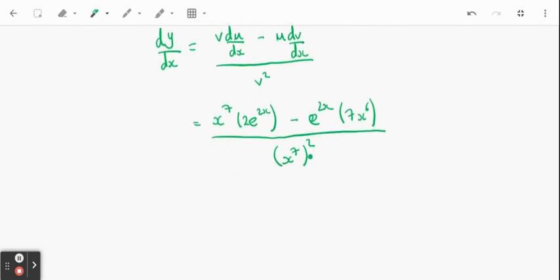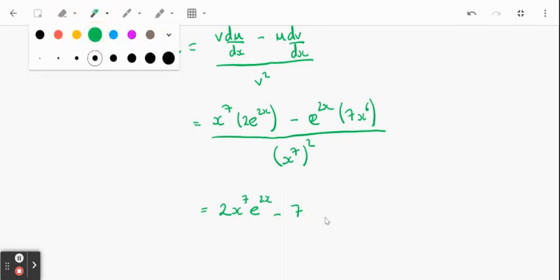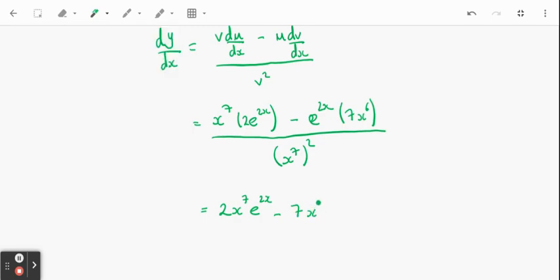Okay, and again, at this stage, it is officially differentiated, but let us take it further and simplify. So we have 2x to the power of 7 e to the power of 2x minus 7x to the power of 6, e to the power of 2x. That looks nicer. All divided by x to the power of 7 all squared, which is x to the power of 14, using those laws of indices.